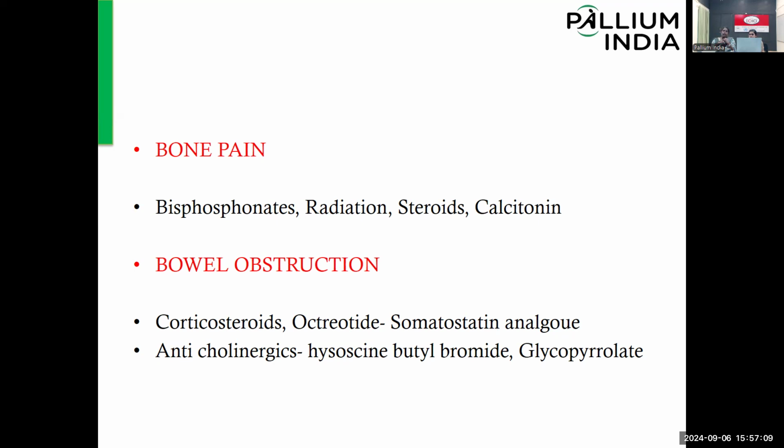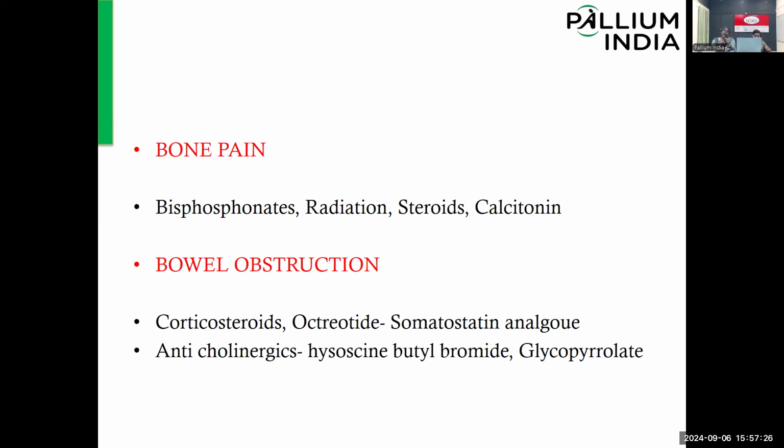The next one is anticholinergics, mainly hyoscine butyl bromide, which is known as Buscopan. Buscopan we use mainly for complete bowel obstructions, and glycopyrrolate we use for decreasing the secretions.